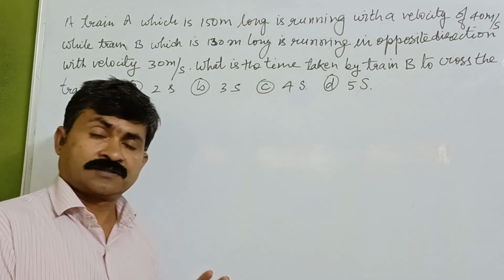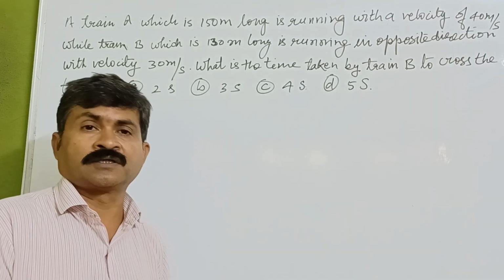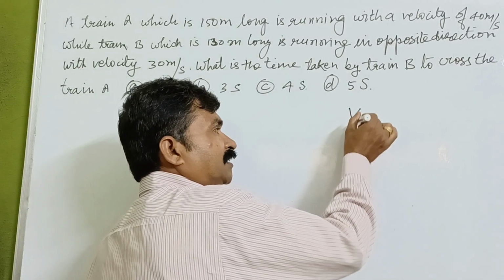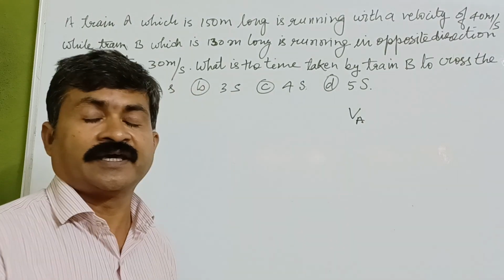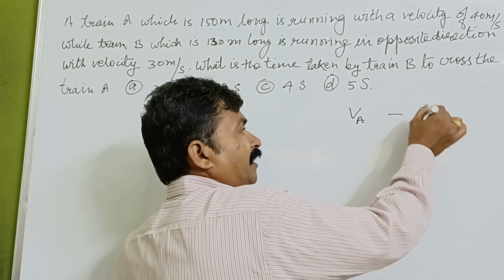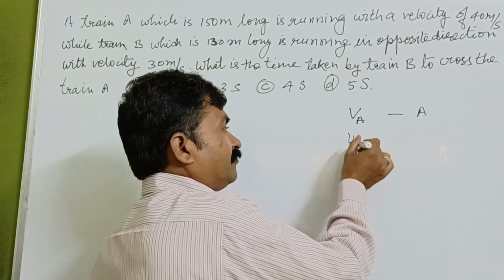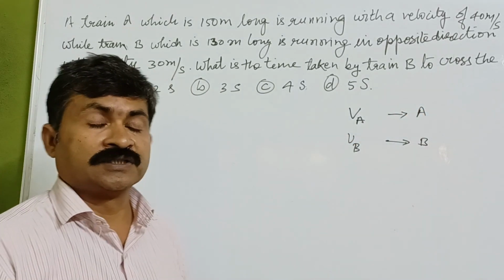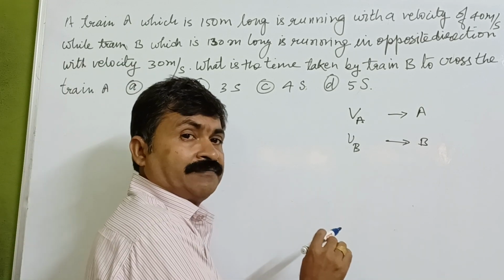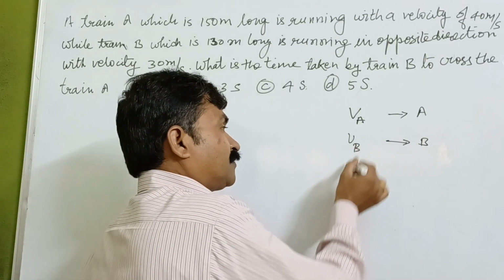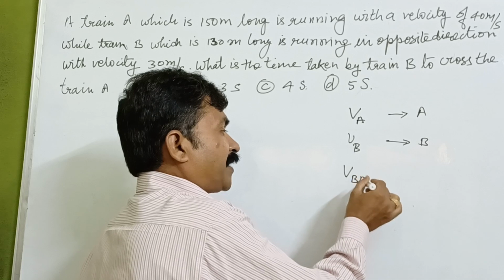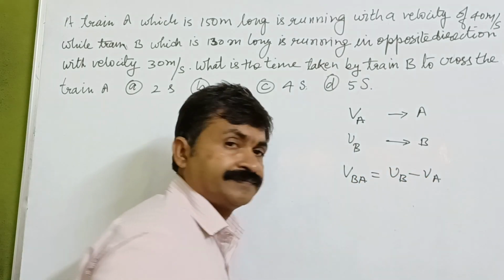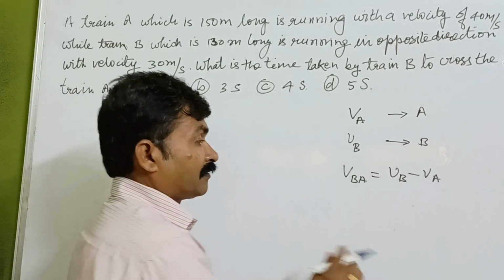Now this numerical is based on relative velocity. If we take a velocity VA for an object A and another velocity VB for another object B, and we want to know the relative velocity of object B with respect to A, it will be VB minus VA. Now how can we calculate it?